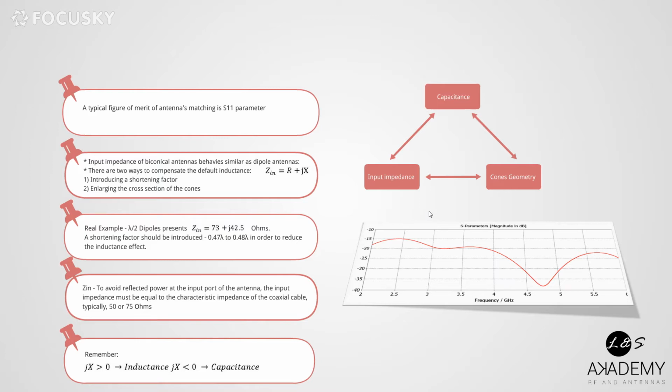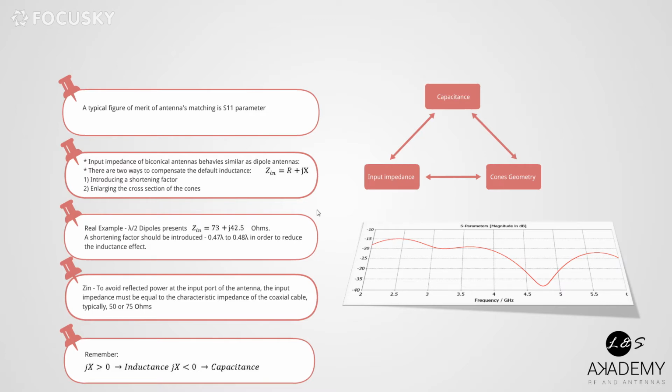What do we want here? Well, as you may have seen in other courses, what we want is to have an S11 below -10 dB, or ideally below -15 dB, at the whole frequency band. For example, this antenna was from 2 up to 6 gigahertz and presents a good matching, as you can see, all the way below -15 dB.